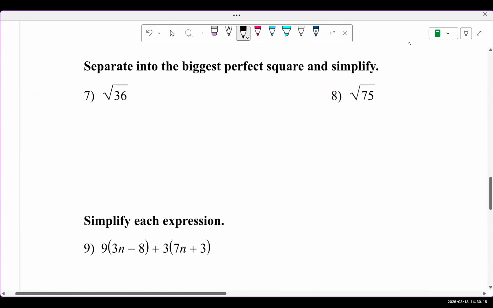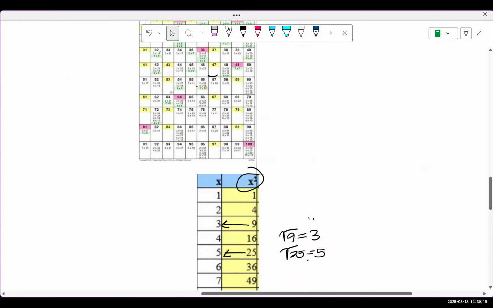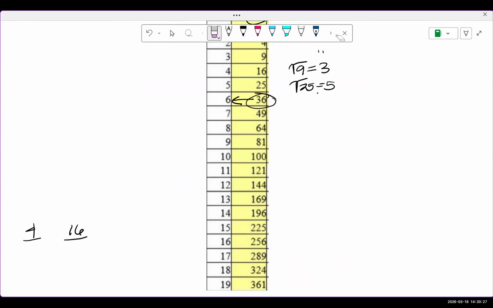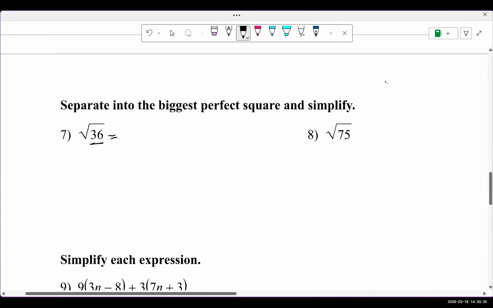Okay, number 7, simplify the square root. Well, 36, I notice, is a perfect square. The square root of 36 is 6. So the square root of 36 is 6. Just positive 6, because I never had an x squared term.